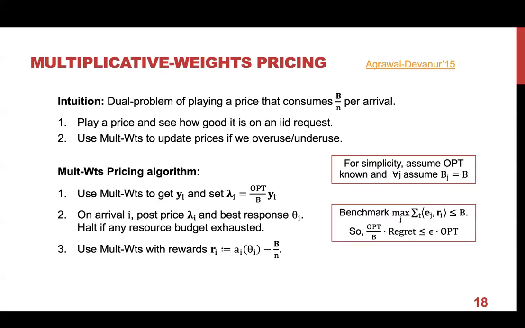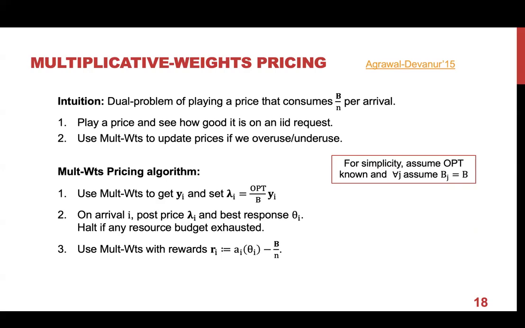And the claim is that this algorithm basically gets you (1 minus epsilon) opt. And it only requires the budget to be like log m over epsilon squared. So maybe, okay, at least.